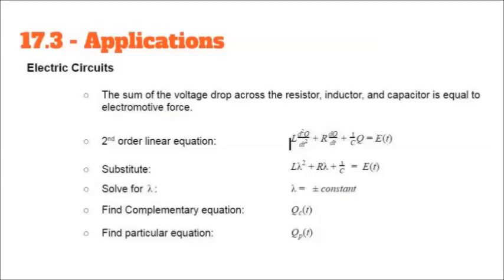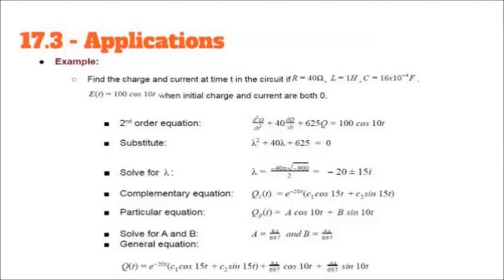Using the complementary equation, Qc of t, or finding a particular equation, Qp of t. Find the charge and the current at time t in the circuit if R is equal to 40 ohms, L is equal to 1 H, C is equal to 16 times 10 to the negative 4 F, E of t is equal to 100 cosine 10t, when the initial charge and current are both 0.